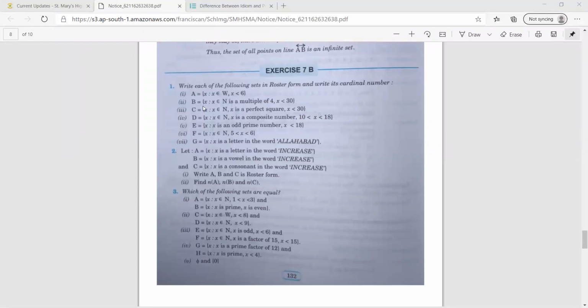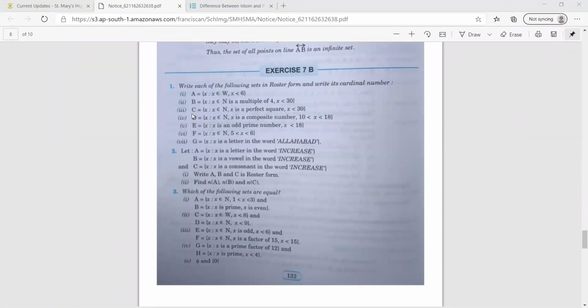Next, set B equals X such that X belongs to N. N is a natural number and it is a multiple of 4 and it is less than 30. So there are three things that we know, that we want natural numbers which are multiples of 4 and less than 30. So which are the multiples of 4? 4, 8, 12, 16, 20, 24, 28. After 28 is 32, but that exceeds 30. Therefore, we stop at 28.